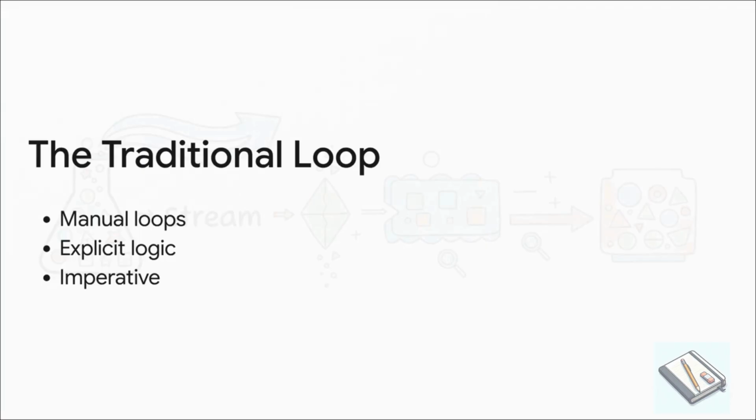Let's set the stage with a classic problem we've all written 1,000 times, the traditional for loop. Say you've got a list of numbers, 10 through 40. You loop through, check if a number is greater than 20, and print it. Sure, this works fine, but here's the catch. It requires explicit control logic. You're essentially micromanaging the computer, and that completely clutters up your actual intent.